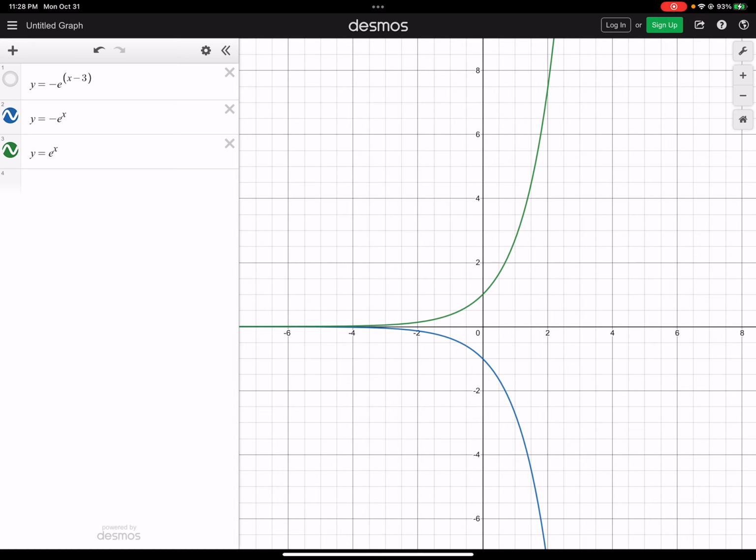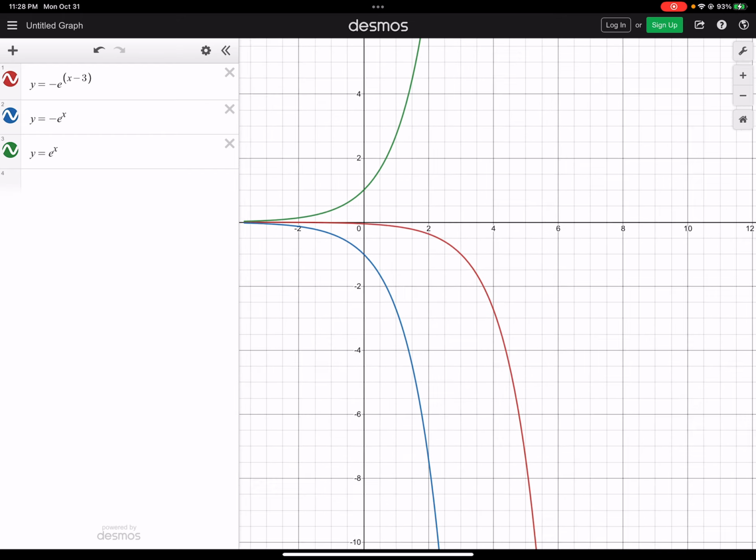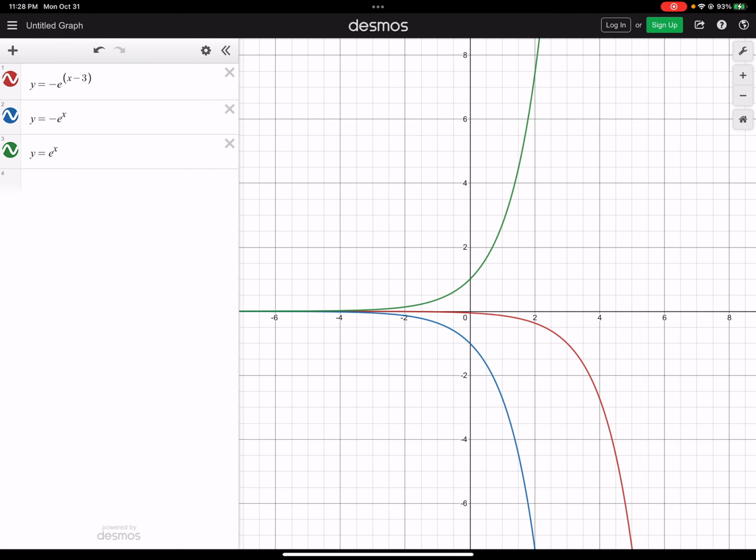Now, if I use negative e to the x minus 3, very similar to my negative e to the x, what has shifted? You've got a translation to the right. And we can talk about what that translation is.